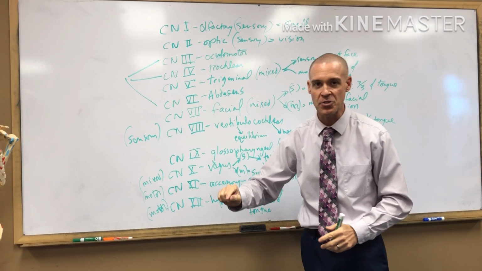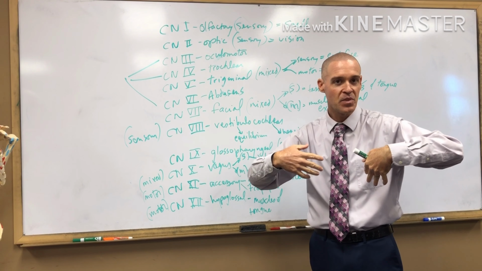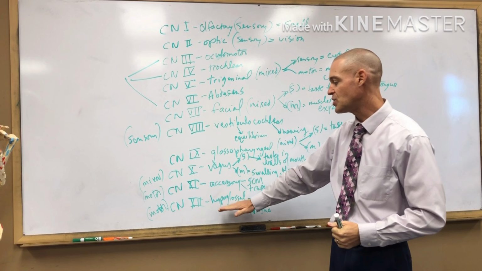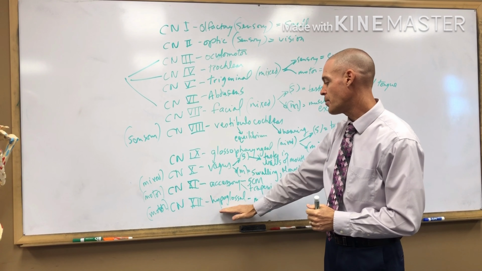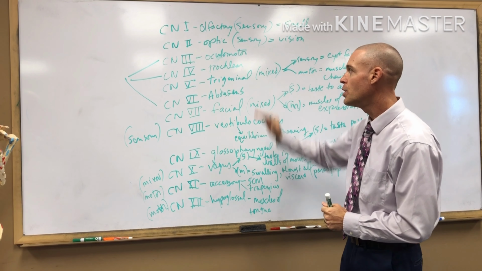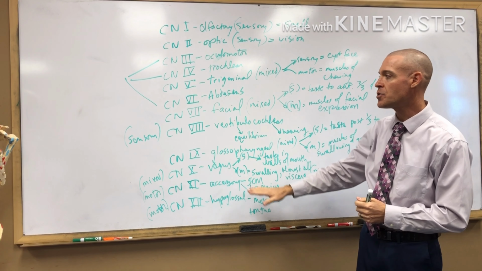What students mix up on this one is they think hypoglossal, they think sensory, they think taste. Well, this is not taste. We've already covered taste. It's 7, 9, and 10, okay? So hypoglossal is just muscles of the tongue. So it's a quick rundown on cranial nerves.